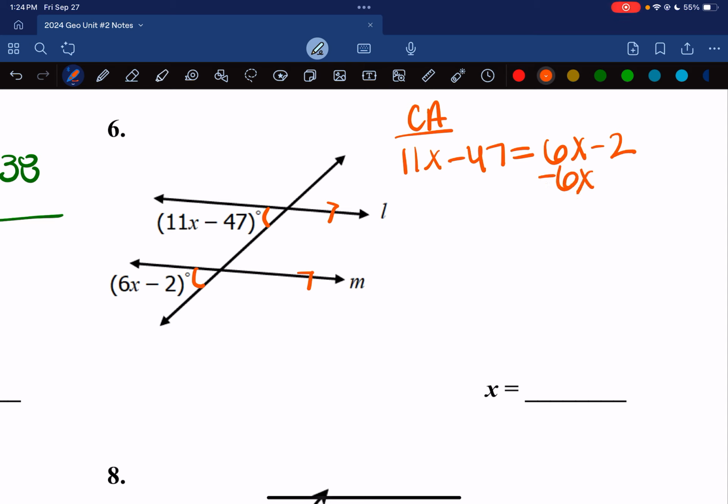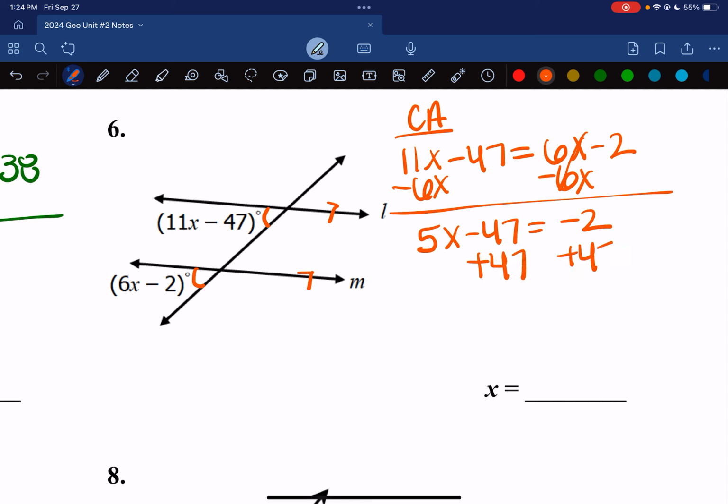So we're going to get our x's to one side, so subtract 6x from both sides. We have 5x minus 47 equals negative 2. Add 47 to both sides. So we have 5x equals 45. Divide by 5. And we have x is 9.